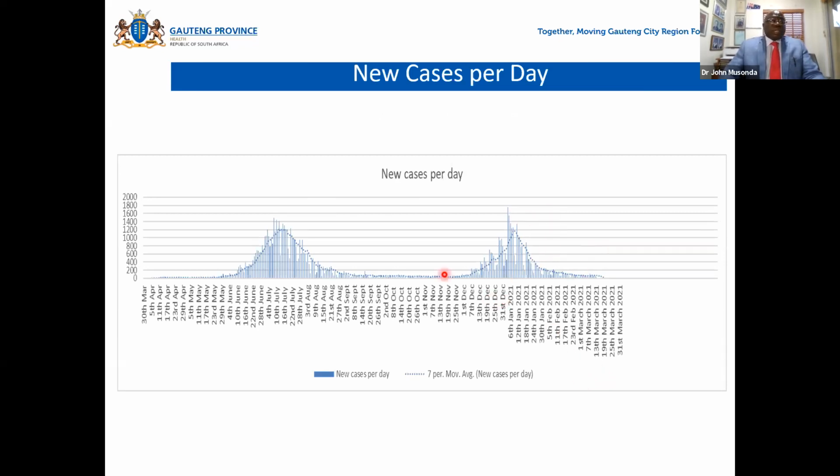this was around January and this was June, July, this was the first wave. And we are somewhere here. You can see that the cases have really dropped.